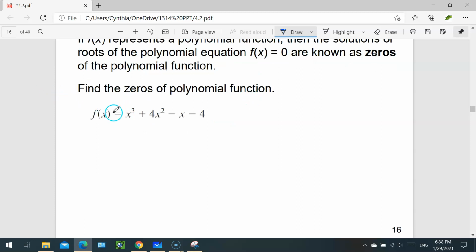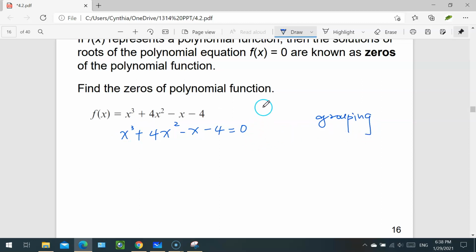function equal to 0. So that means for x cubed plus 4x squared minus x minus 4, we set the function equal to 0. Now, if you look at this function, it has 4 terms. So with 4 terms, we cannot do the factoring directly, right? So the only way we can simplify this function is to do the grouping.